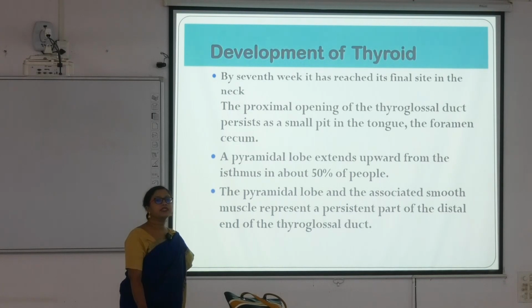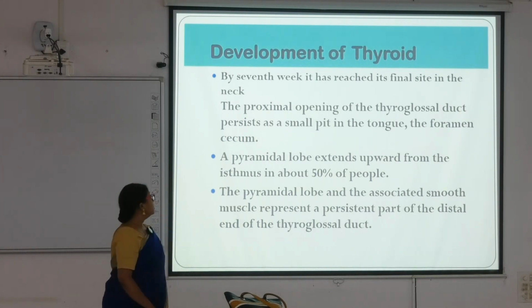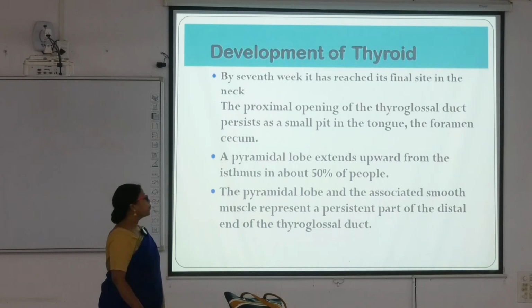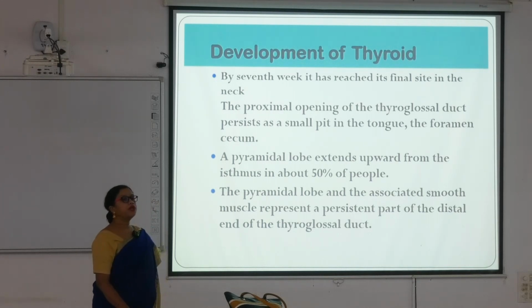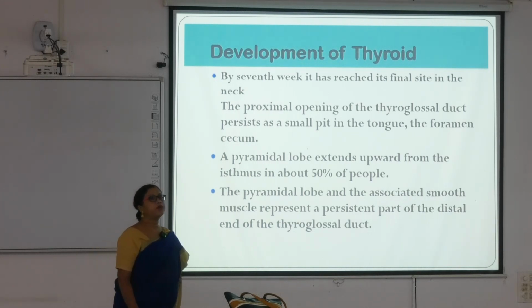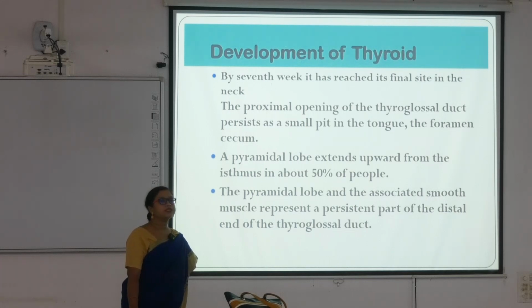Sometimes the proximal opening of the thyroglossal duct persists. So that is known as a pit-like structure in the neck. It is known as thyroglossal cyst. So write it down. Sometimes the proximal opening of the thyroglossal duct persists. It is known as thyroglossal cyst.